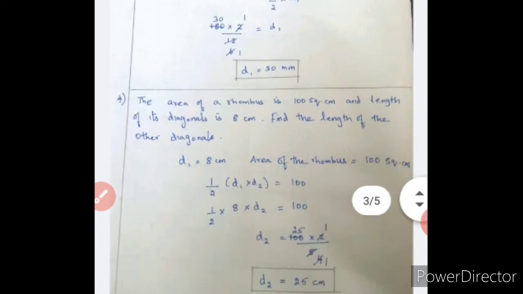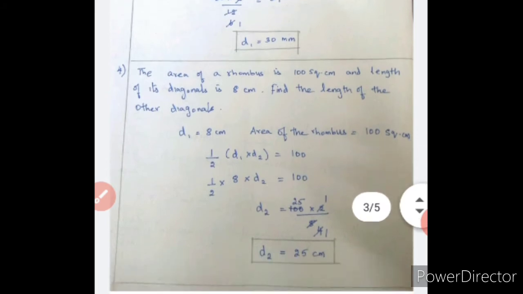Let's move on to question number 4. The area of a rhombus is 100 square centimeter and the length of one of its diagonals is 8 centimeter. Find the length of the other diagonal. First step, write the given. What is given in the question? The given area is 100 square centimeter and d1 they have given as 8 centimeter. Substitute this value in the formula. What is the formula to find the area of rhombus when the diagonals are given? Half into d1 into d2. So substitute this one.